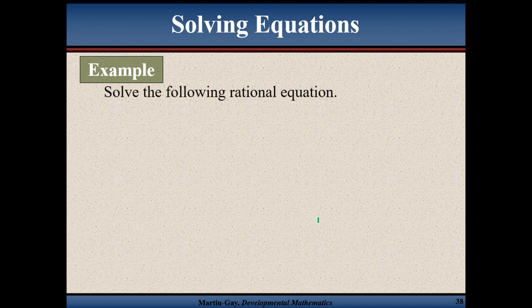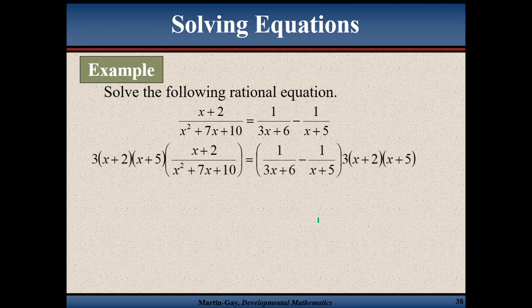Solve the following rational. So, here na tayo. So, ganon.